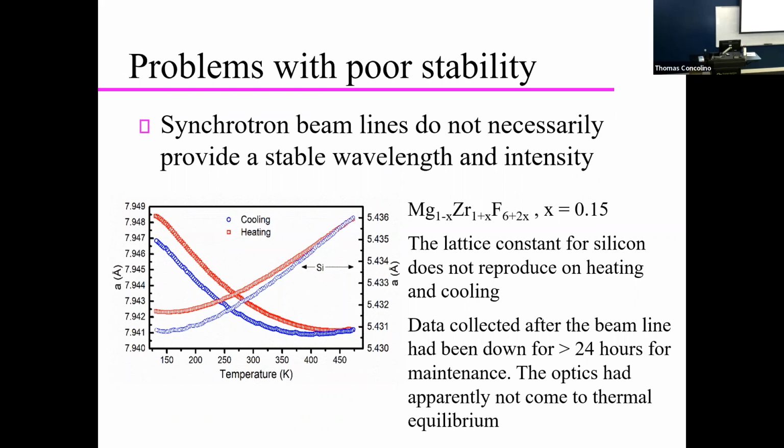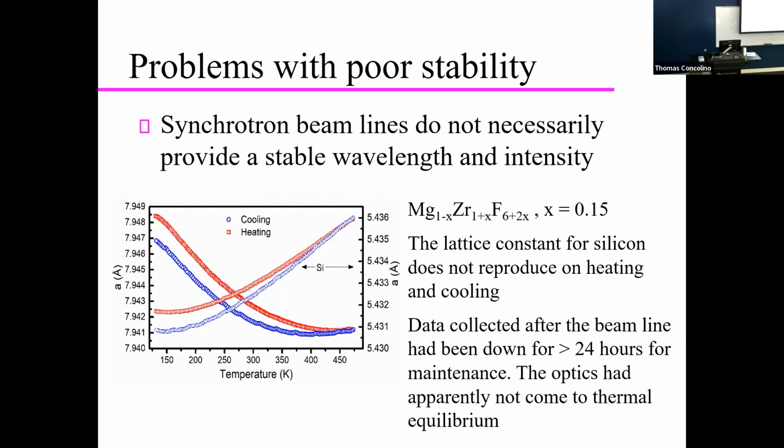So, another data panel. Here, my silicon lattice constant on heating and cooling doesn't reproduce. What's going on here? Well, it's another thermal expansion problem. It took us a while to figure this out, but we were making measurements the day after or the day of a restart. The synchrotron had been down for maintenance for a couple of days.